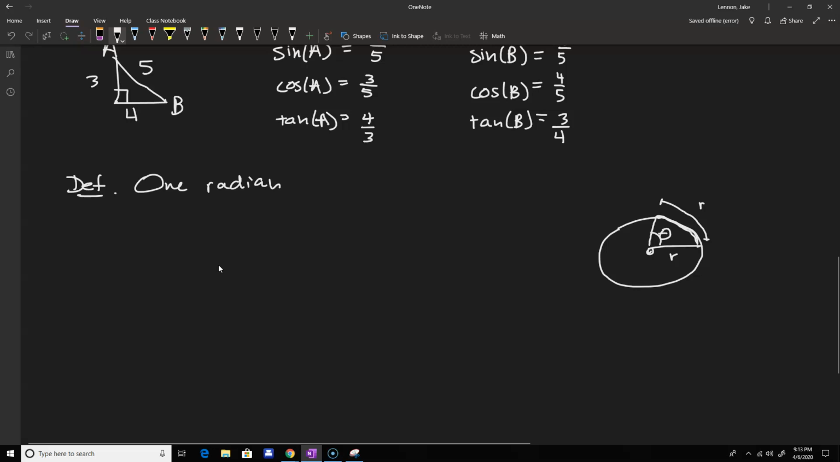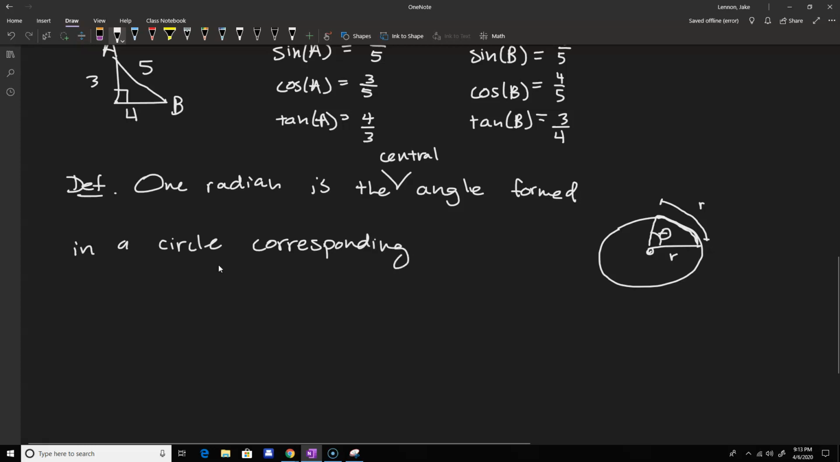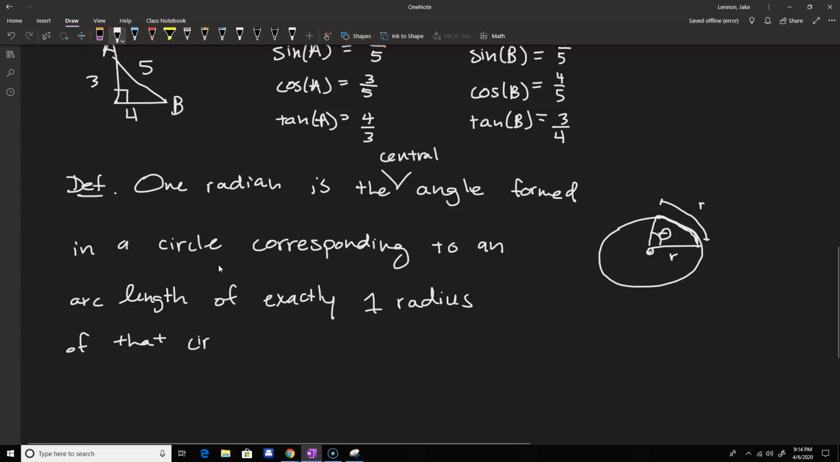A lot of times we use theta as the name for an angle in trigonometry, but 1 radian is the angle formed, technically I should say central angle, so let's add that in there, is the central angle formed in a circle corresponding to an arc length of exactly 1 radius of that circle. That's just a good thing to think about in terms of understanding the definition.